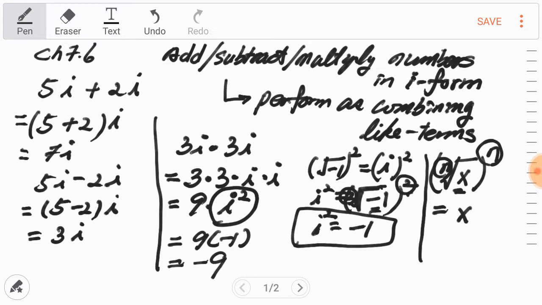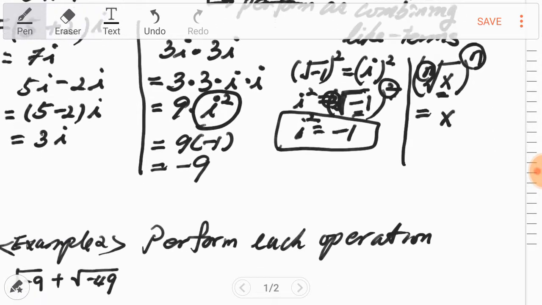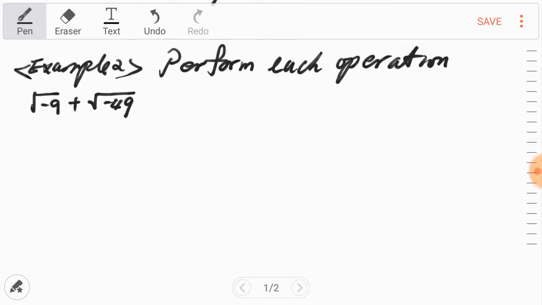Okay, so when you add or subtract, just combine it. Just work as combining like terms. And when you multiply, then we have i squared, and then i squared becomes negative 1. Okay, then let's do some examples in the textbook.